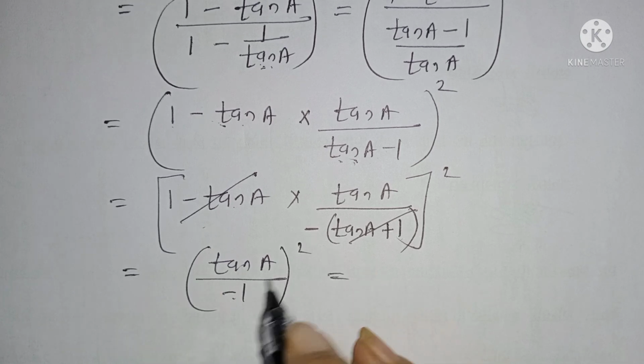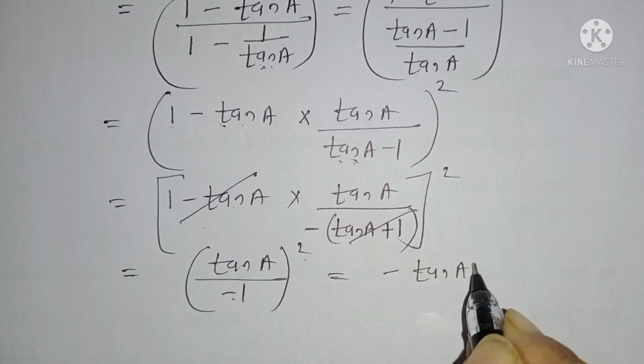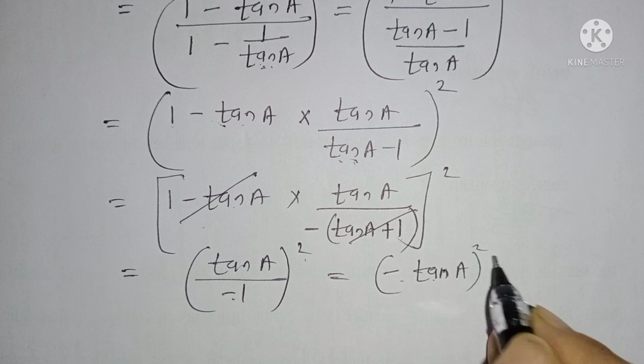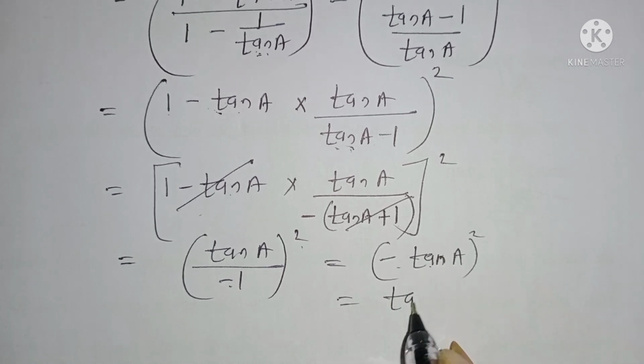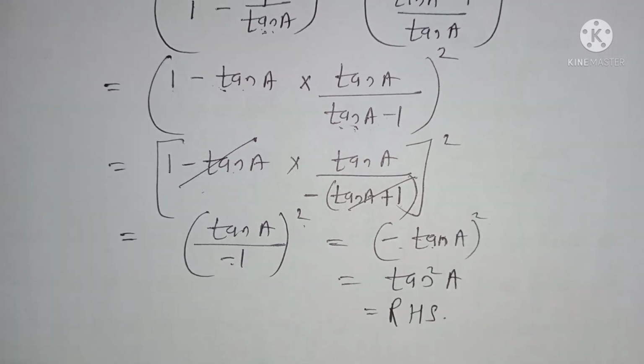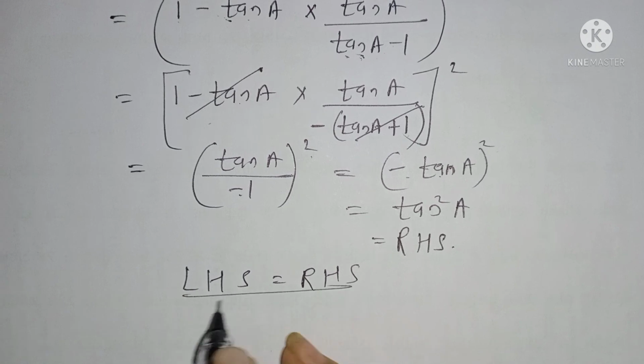And you know that the square of minus 1 is plus 1 only. That is (minus tan A) whole square. So the square of minus tan A will come plus only tan square A, which is equal to RHS. So from these two statements you can write LHS is equal to RHS, hence proved.